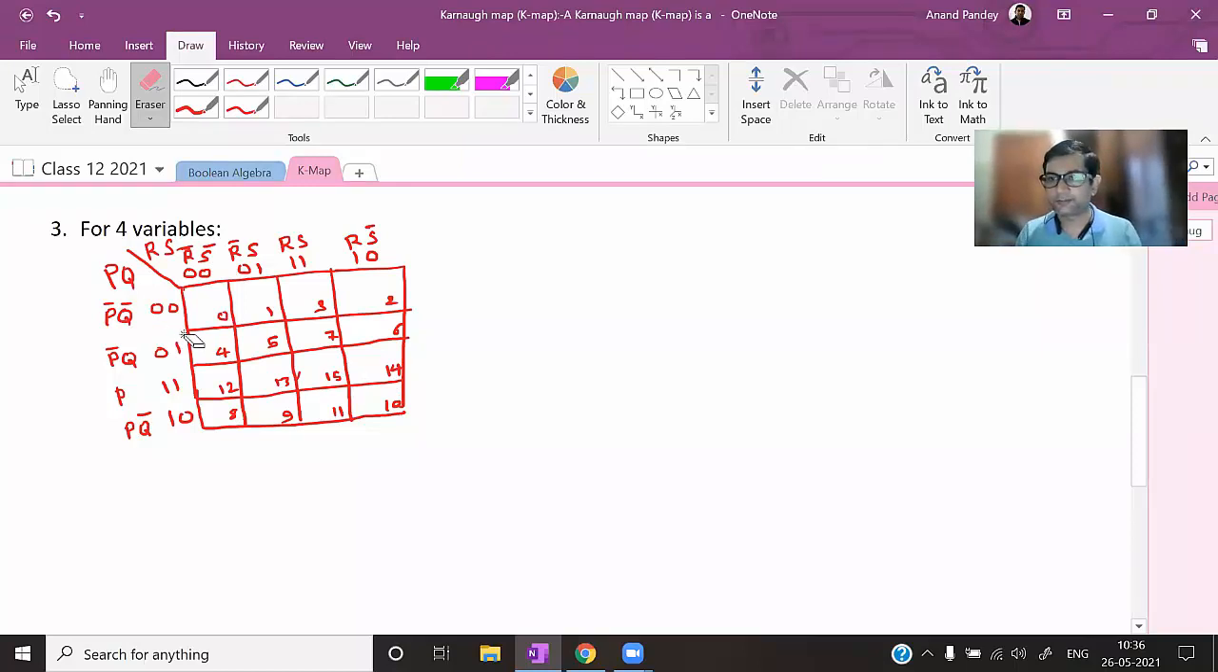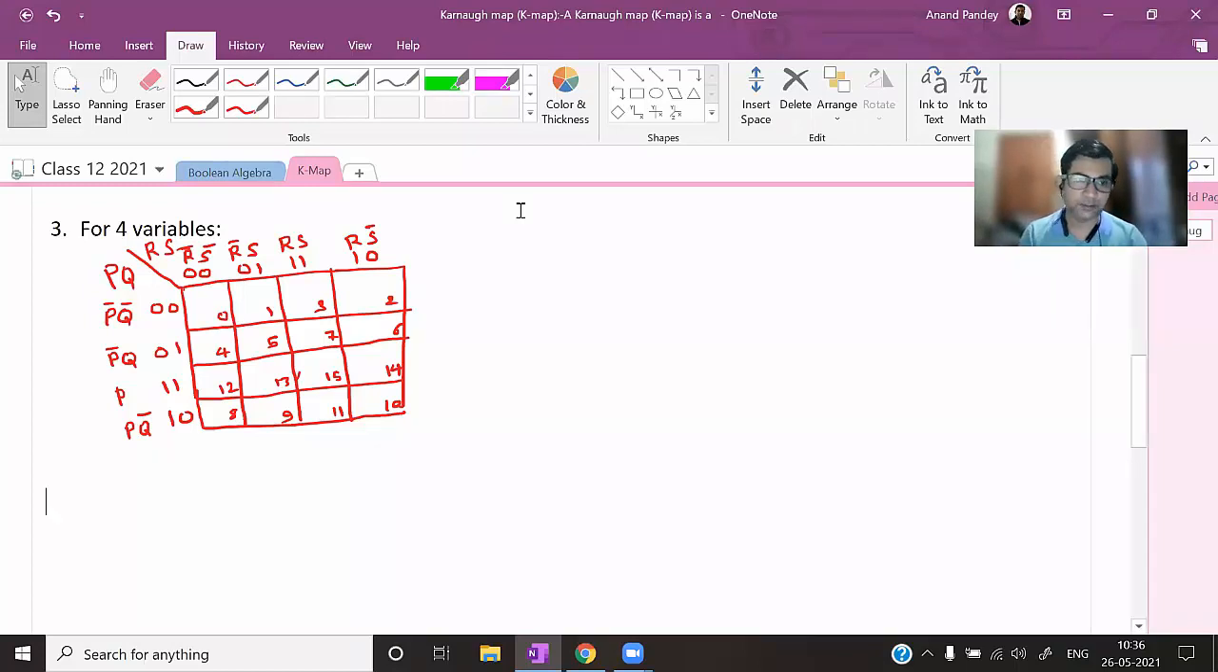It's very important. Okay, so please learn it for 2 variables, 3 variables, and 4 variables. At least you must draw the correct K map. If the K map is wrong, the rest of the solution will be wrong. Okay? So that is for 2 variables, 3 variables, 4 variables, SOP expression.